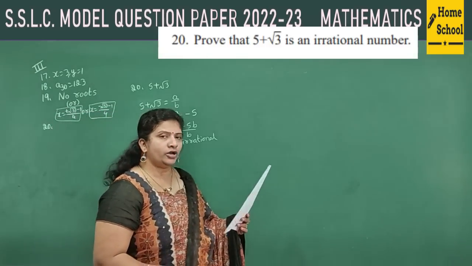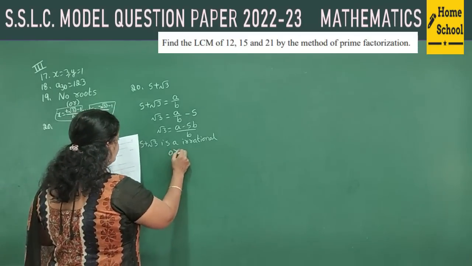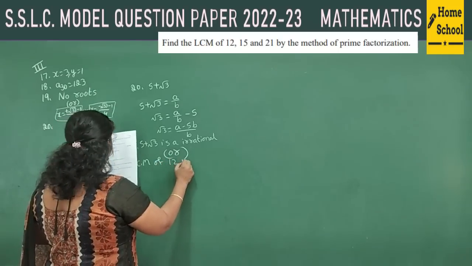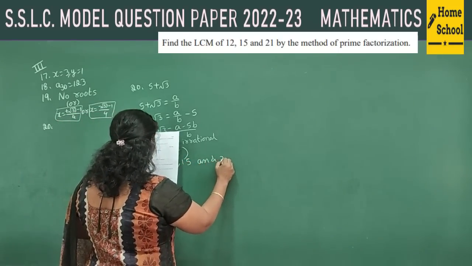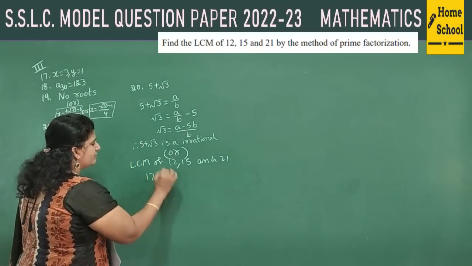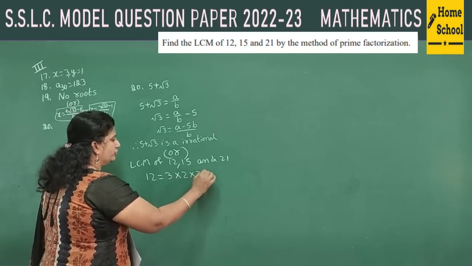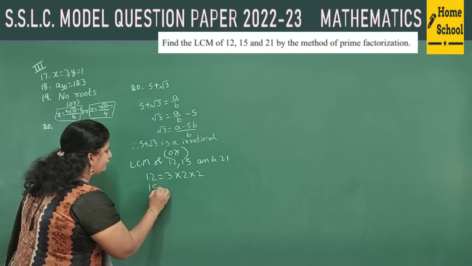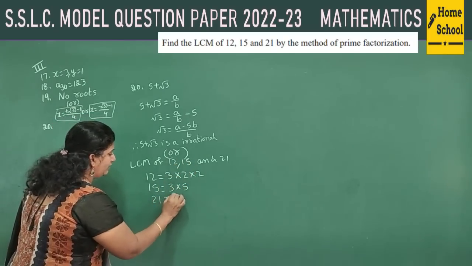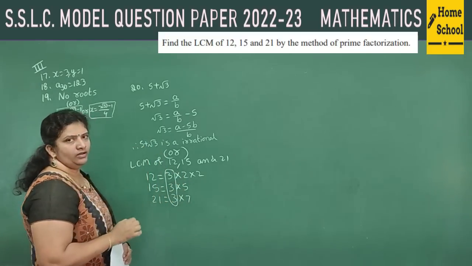Next one. Or question. In this problem you have one more or question, that is find LCM of 12, 15 and 21 by the method of prime factorization. Okay. Find the prime factors of 12. 3, 2, 2. Right? And coming to 15, write all the prime factors. 3 into 5, 21, 3 into 7. So 3 is common in all the 3 numbers.